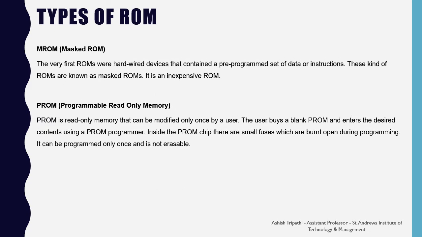Types of ROM. There are different types of ROM available in the market. Some of them are illustrated here. The first one is MROM, which stands for masked ROM. The very first ROMs were hand-wired devices that contain a pre-programmed set of data or instructions. These kinds of ROMs are known as masked ROM. It is an inexpensive ROM. These are just a hardware set of devices which has some architecture to store the bit by bit information, and it cannot be deleted.